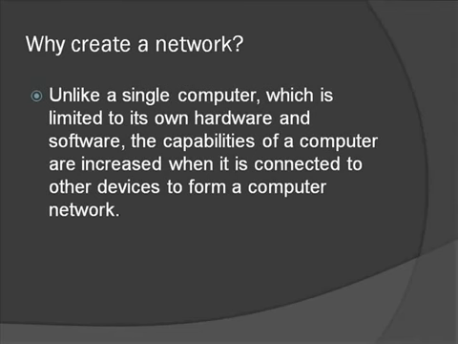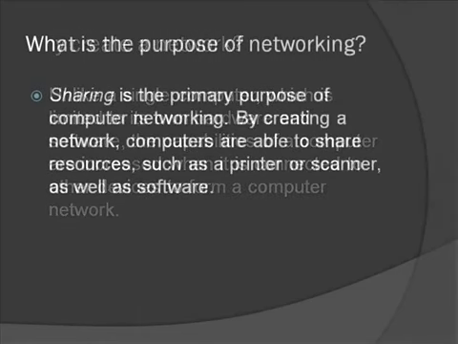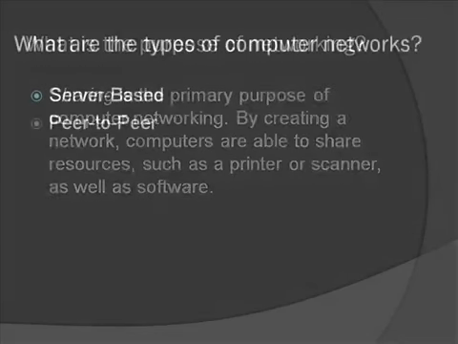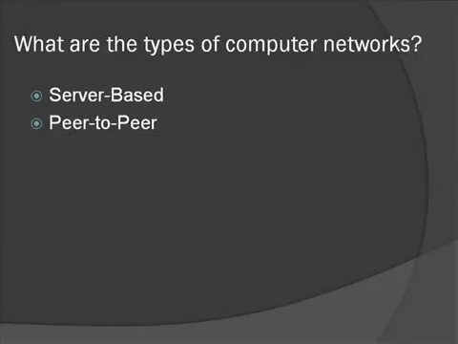Unlike a single computer, which is limited to only its own hardware and software, creating a computer network can increase a computer's capabilities because of the resources that become available to the user. The main purpose of computer networking is sharing. By creating a network, computers are able to share resources, things like hardware and software. For example, you will be able to share a printer or scanner, or even computer programs such as Microsoft Word or Adobe Photoshop. There are two types of computer networks.